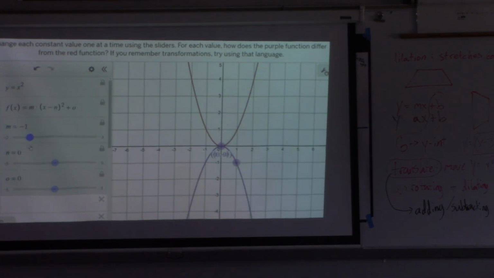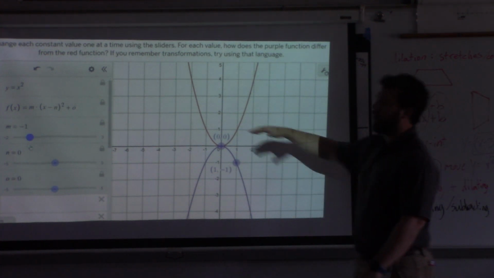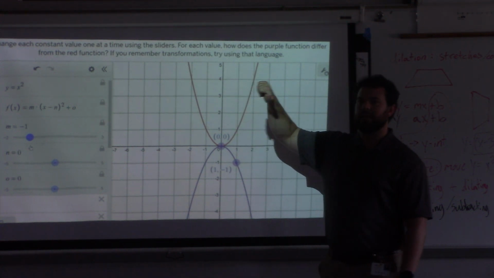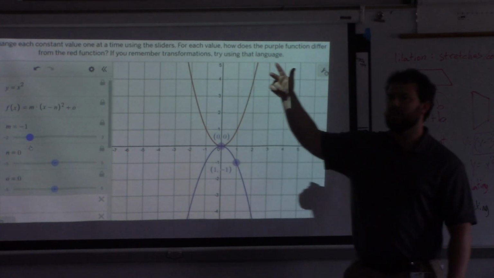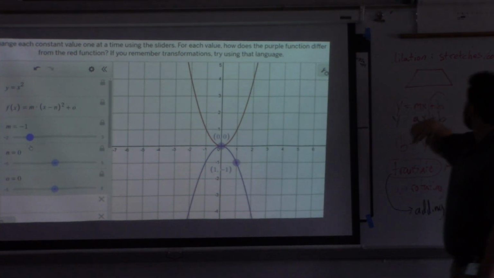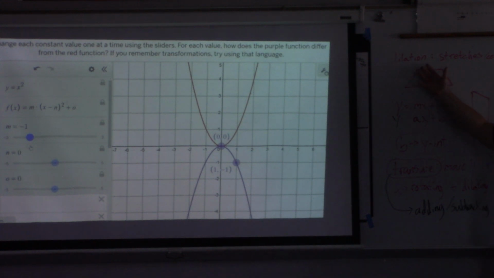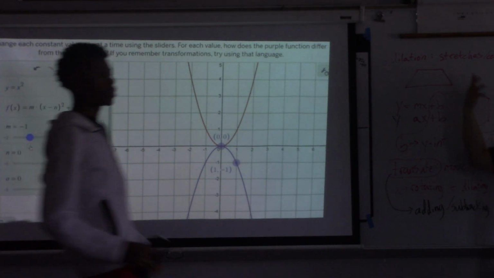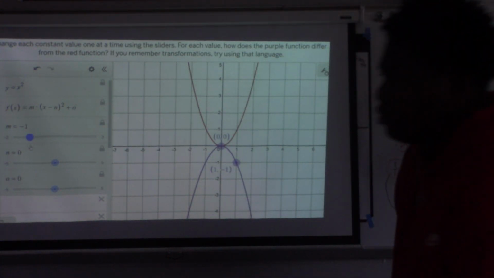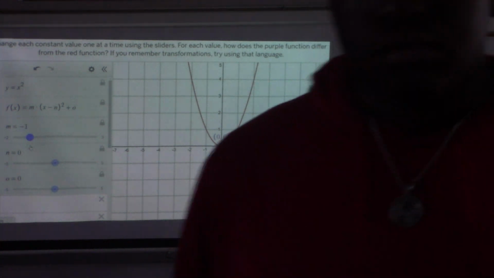Look at it. What happened? Why was it up and now it's down? Because it was not rotated, not dilated, not translated. There's another R word. You can see it this way. It was reflected. I heard someone say it. It was reflected.